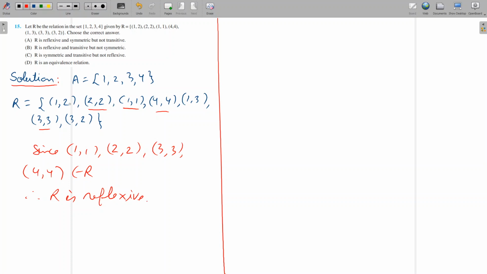Now also we can see that the reverse of (1, 2) will be (2, 1), that is not here. Also the reverse of (1, 3) is (3, 1), that is not present, and the reverse of (3, 2), that is (2, 3), is not present. So we can say that R is not symmetric.